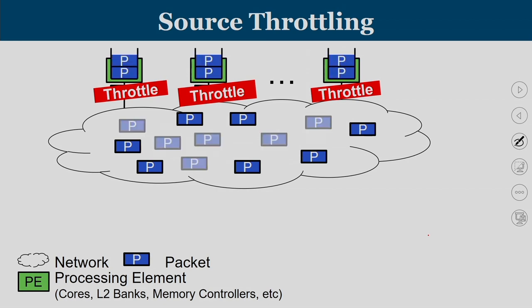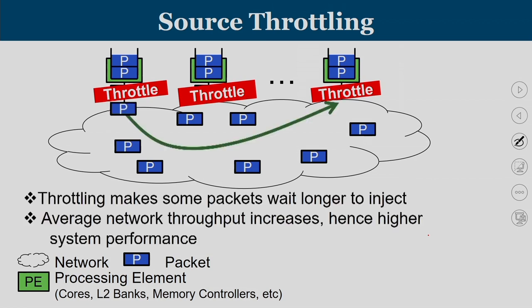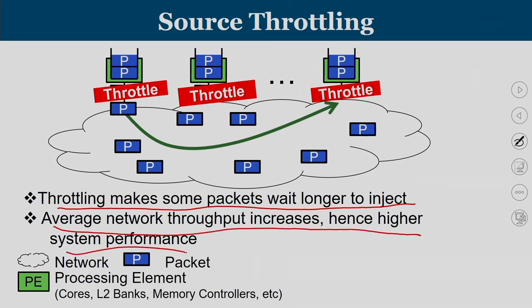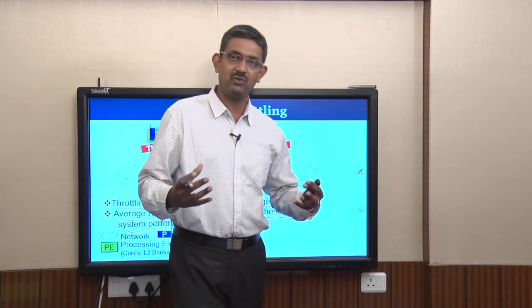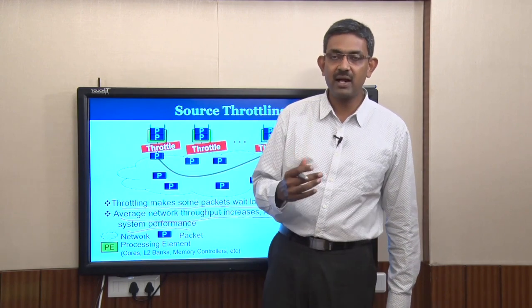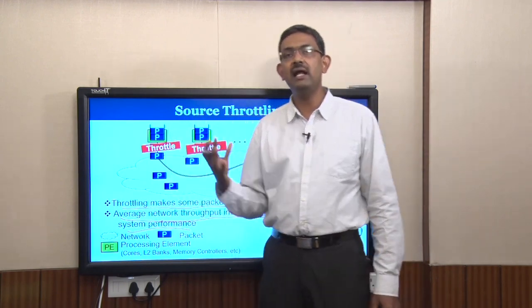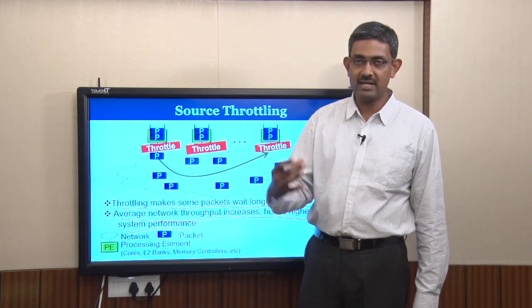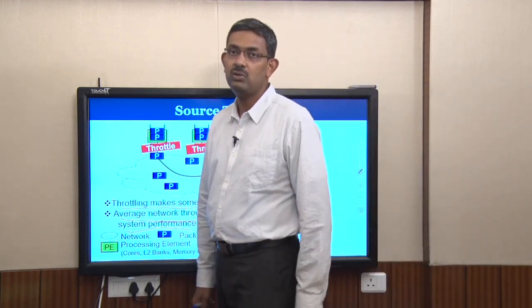Once you apply the throttling technique, packets get queued up. You can see that packets are getting queued up in the processing elements and the number of packets in the network has substantially reduced. That gives a slightly easier path. So throttling makes some packets wait longer to inject. Average network throughput increases, hence it will give higher performance. Whenever there are a lot of packets in the network, packets cannot move through the network. So when some of the packets are delayed, that leads to less traffic in the network, leading to better performance.